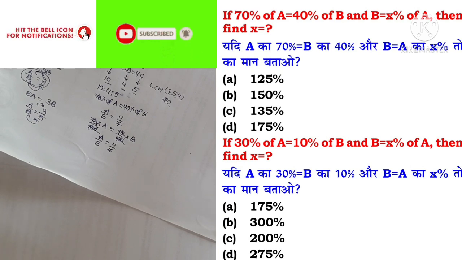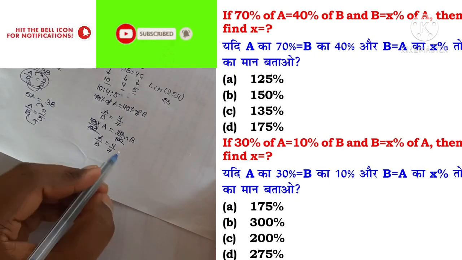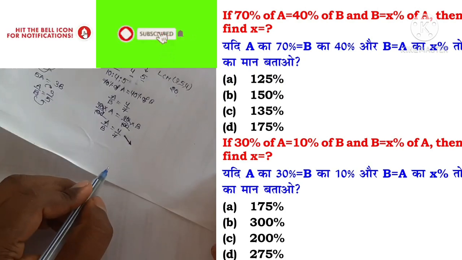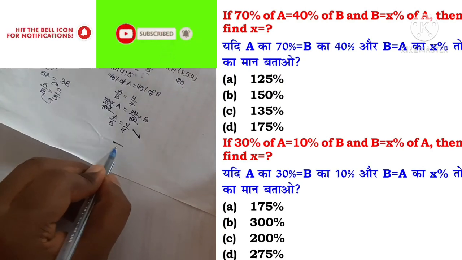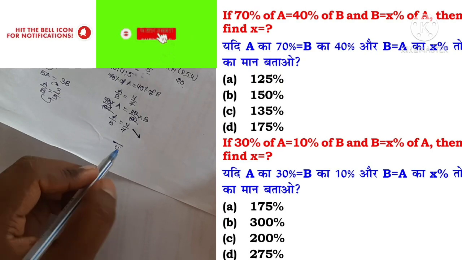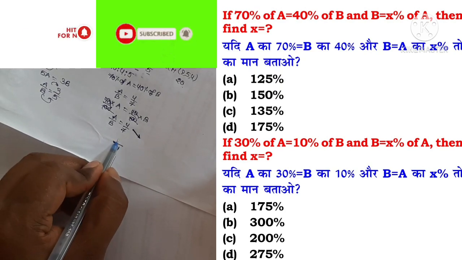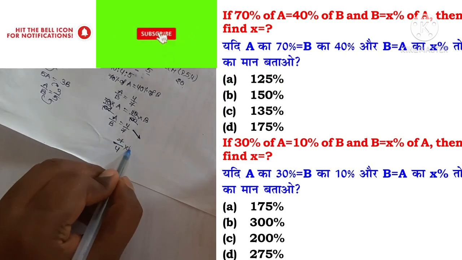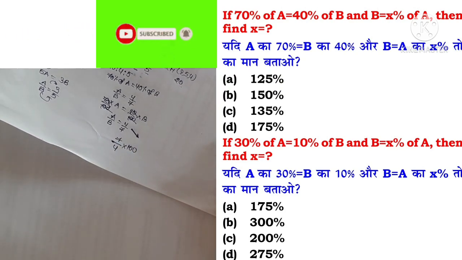So b is equal to x percentage of a. Here we are comparing with a, so a should be right in the denominator. So b is what percentage of a? 7 can be written in the numerator. So 7 by 4 into 100.